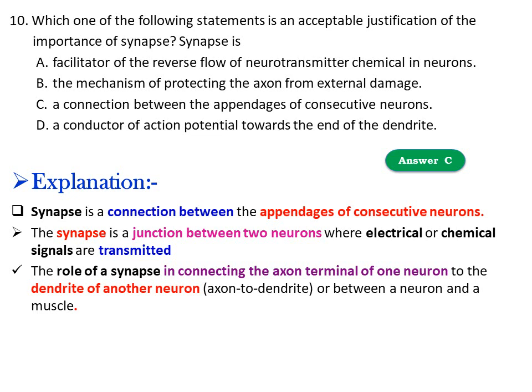A synapse is a junction between two neurons where electrical or chemical signals are transmitted. This means the role of the synapse is connecting the axon terminal of the neuron to the dendrite and other neurons.